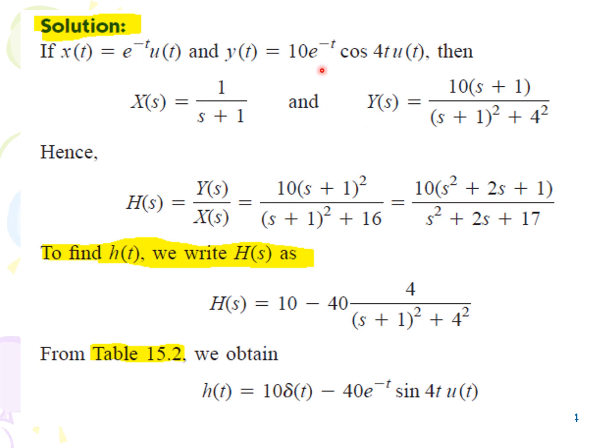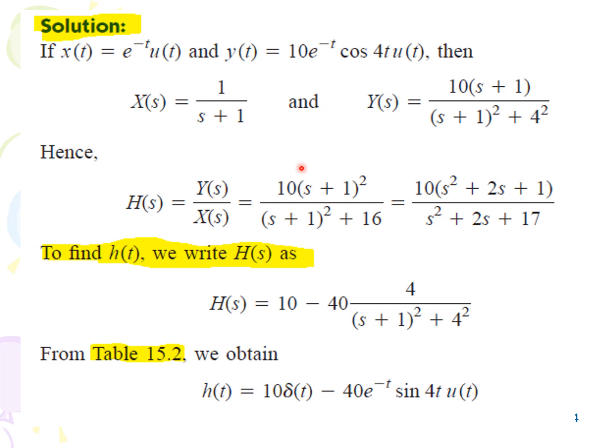Laplace transform of y(t), and we are using here the frequency shift property of the Laplace transform of the cosine. So you see here we will get 10 (s plus 1), because cos(4t) is multiplied by e^(-t). So that's why 10 times (s plus 1) divided by (s plus 1) squared plus 4 squared. Here the property of the Laplace transform is used.